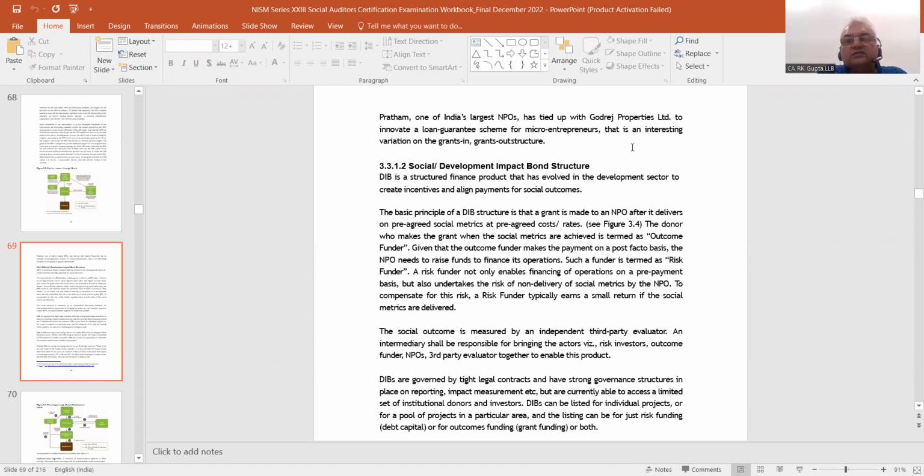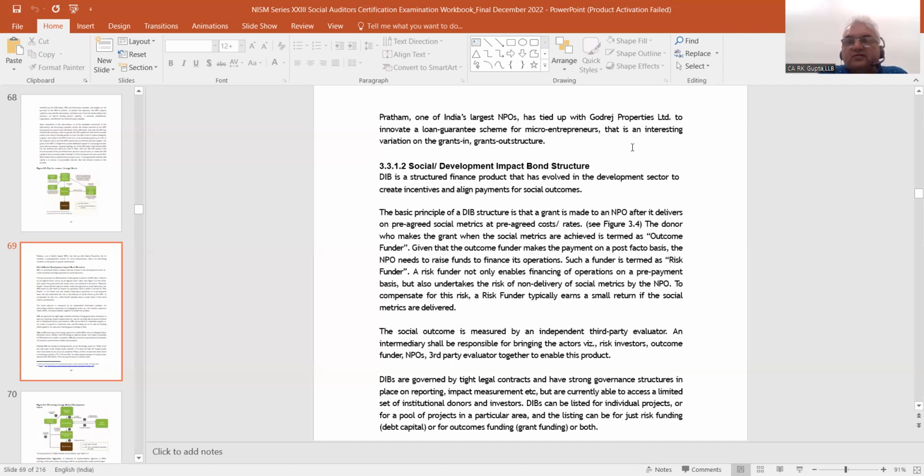Development impact bonds are a structured finance product that has evolved in the development sector to create incentives and aligned payments for social outcomes. So what is the basic principle? The basic principle of this development impact bond structure is that a grant is made to an NPO after it delivers on pre-agreed social metrics at pre-agreed costs or rates. The donor who makes the grant when the social metrics are achieved is termed an outcome funder. What do we call this? Outcome funder.